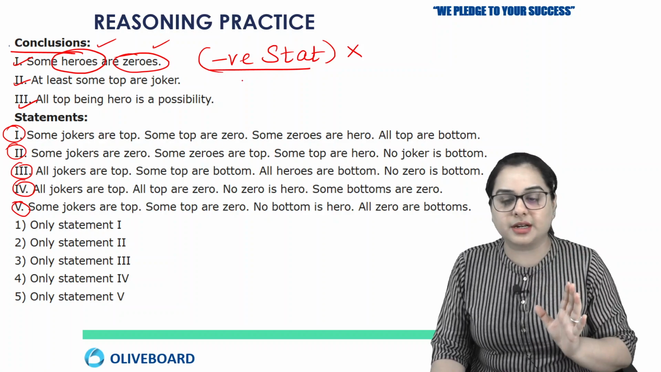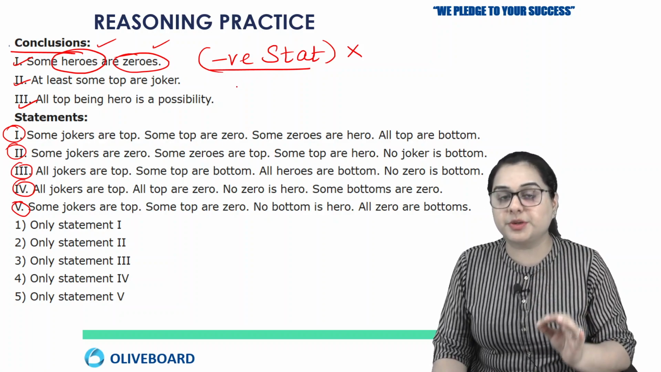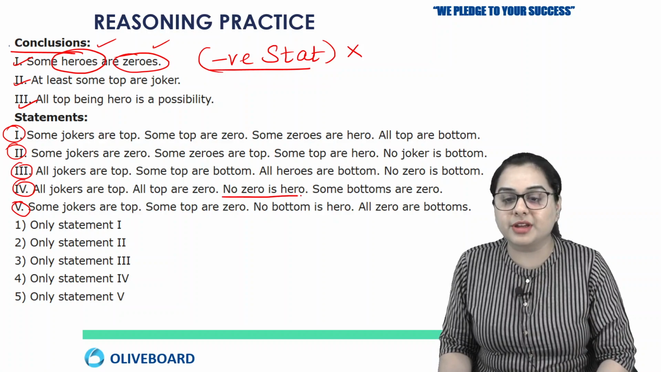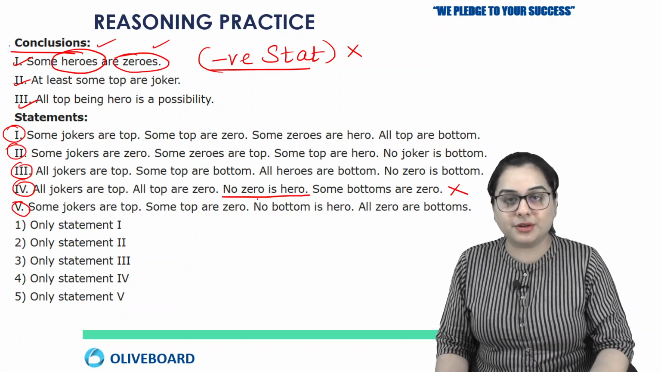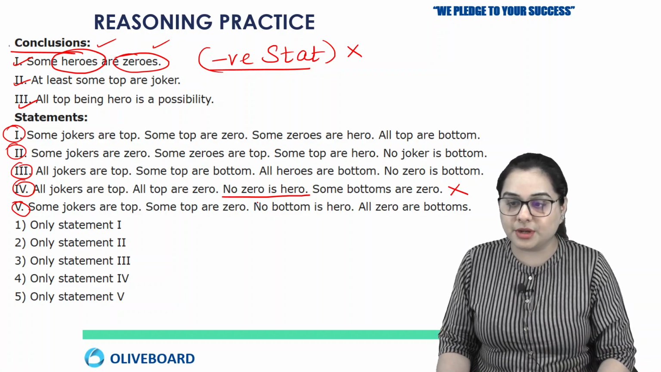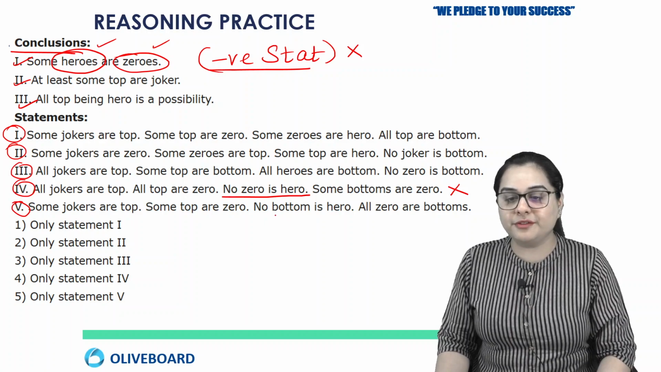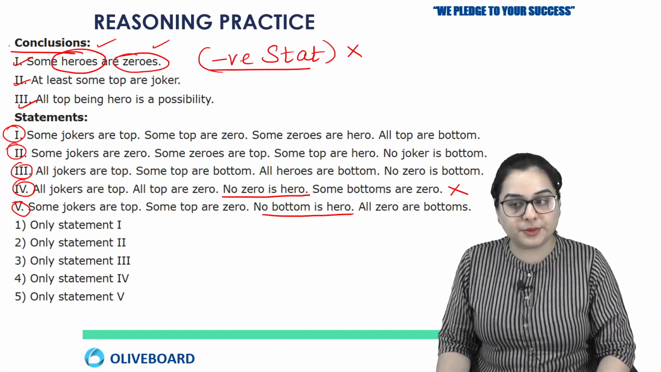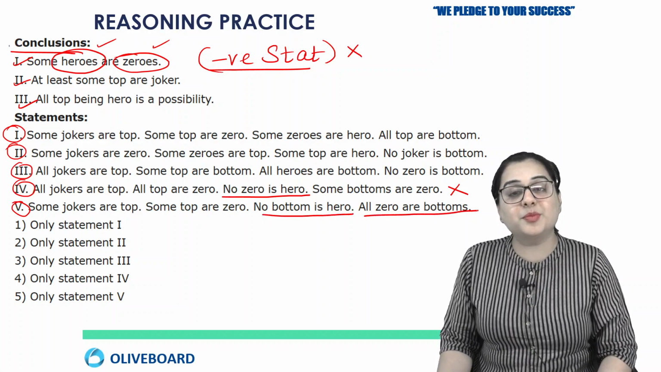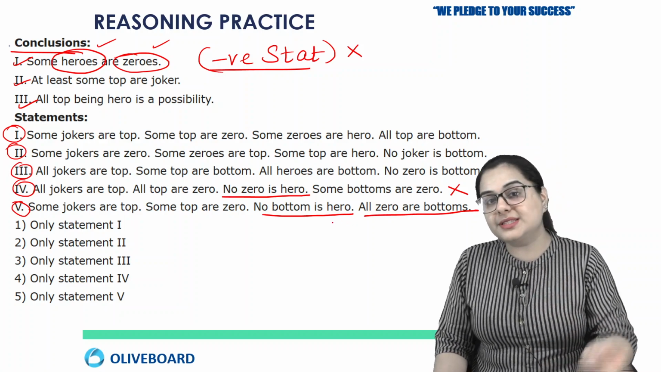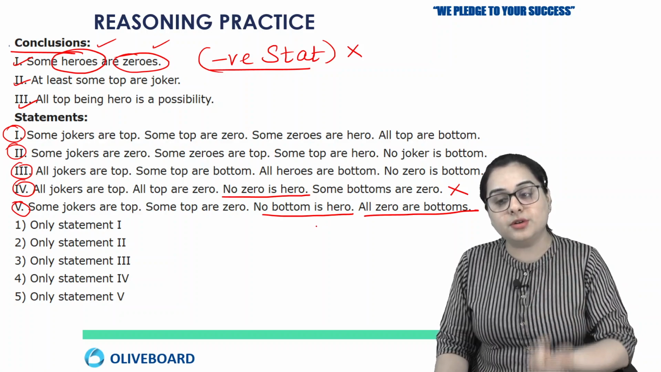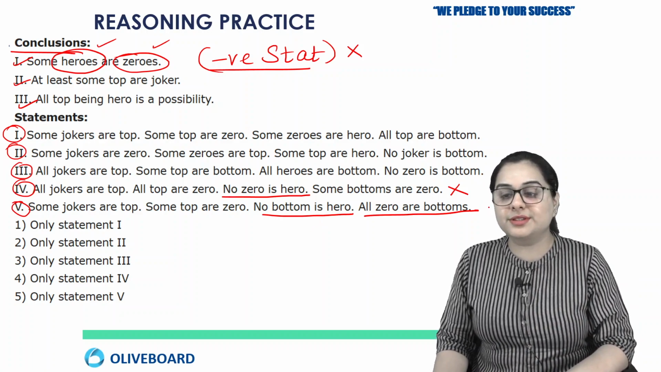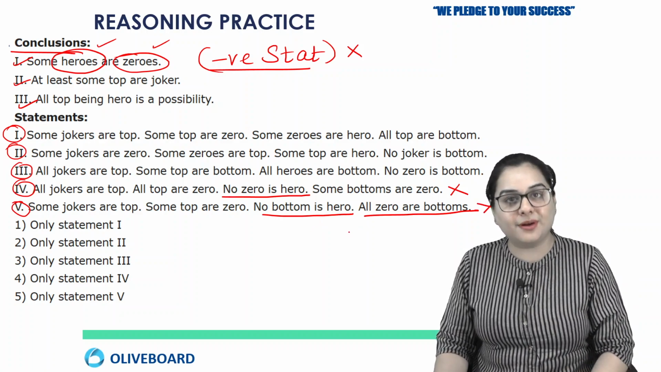So let us check that. If I am getting any negative statement about hero and 0, so here I have no 0 is hero. So this option is wrong. Why? Because from no 0 is hero, I cannot conclude that some heroes are 0. Here also if you check, it is no bottom is hero and all 0 are coming in bottom. So if all 0 are in bottom and no bottom is hero, automatically no 0 is hero. So this 5th option is also wrong.